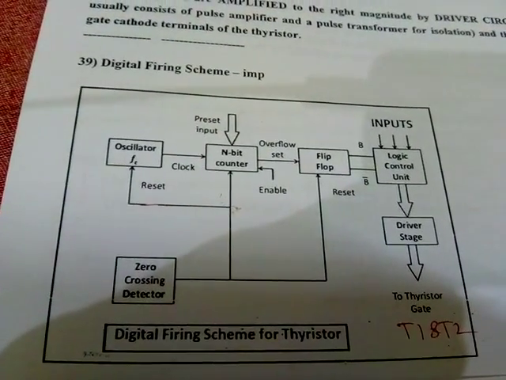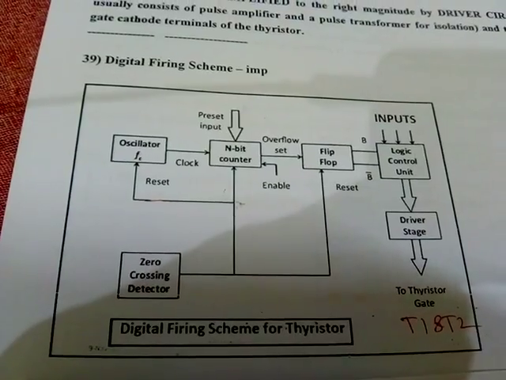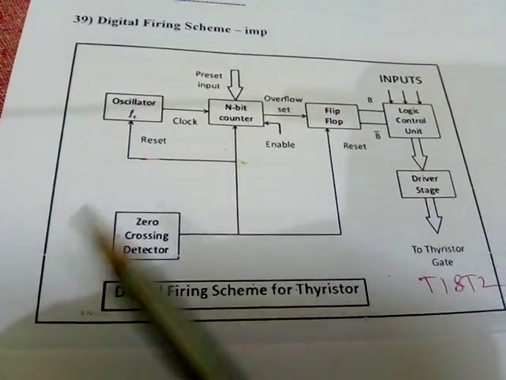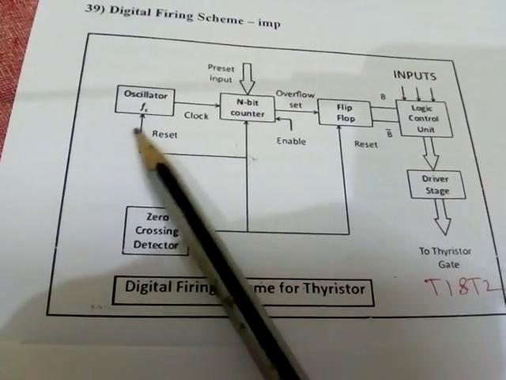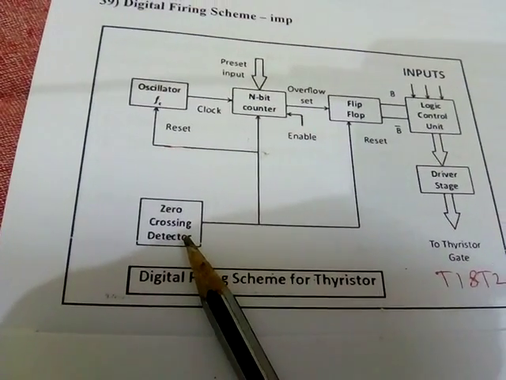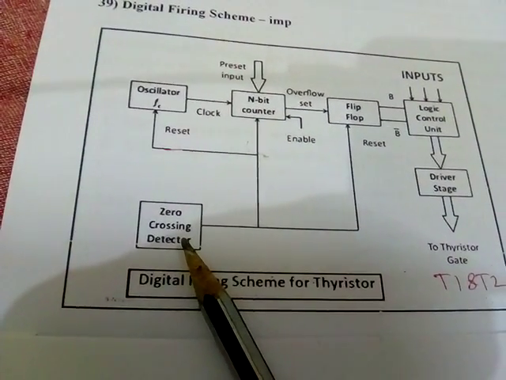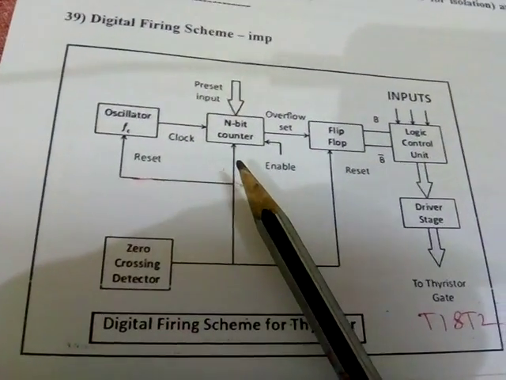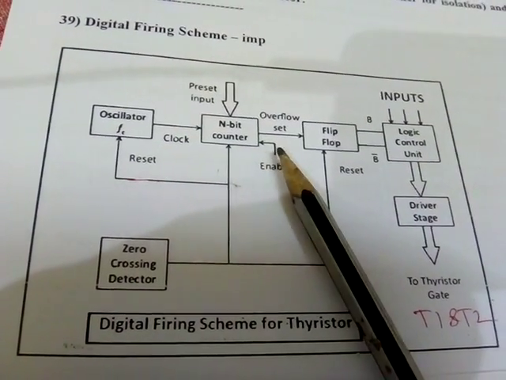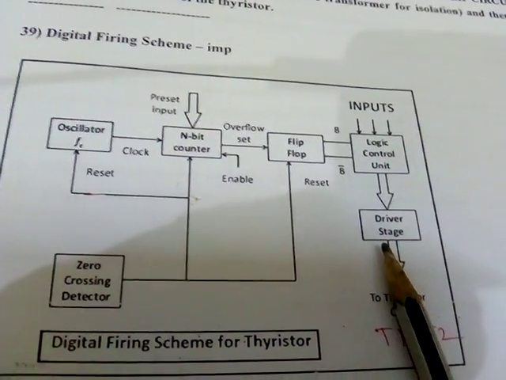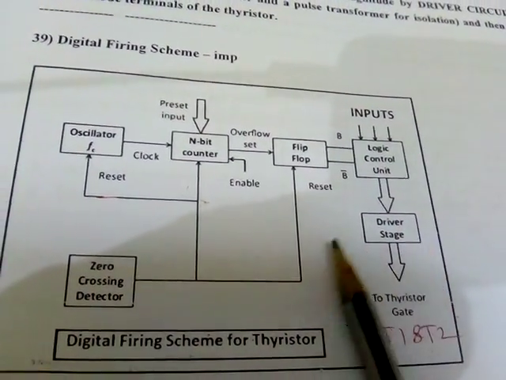Class 27 of Power Electronics, Chapter 2, Digital Firing Scheme. You have here an oscillator which produces clock pulses, a ZCD, zero crossing detector, which indicates the zero crossing of the power wave, sine wave, an n-bit presettable counter, a flip-flop, a logic control unit, and a driver or amplifier stage.